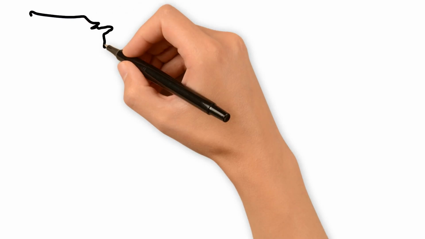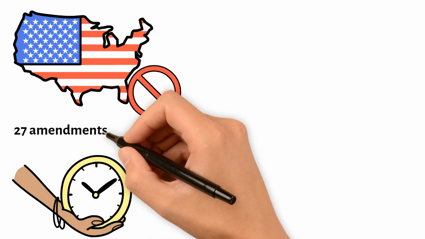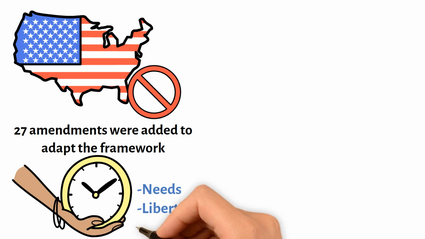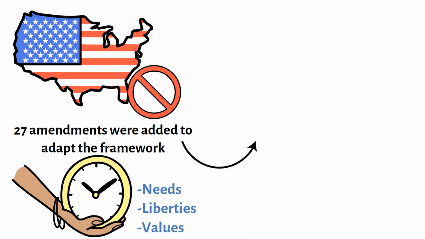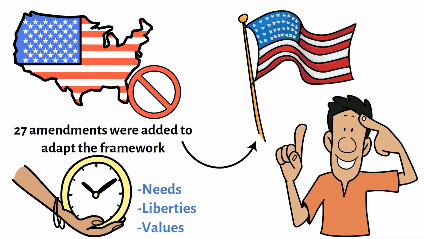The United States Constitution originally had no amendments, but over time, 27 amendments were added to adapt the framework to evolving needs, liberties, and values. Each amendment has played a crucial role in shaping modern America, so let's go through them one by one.